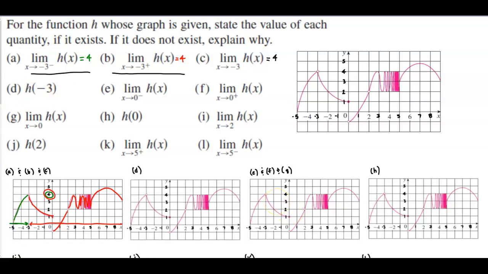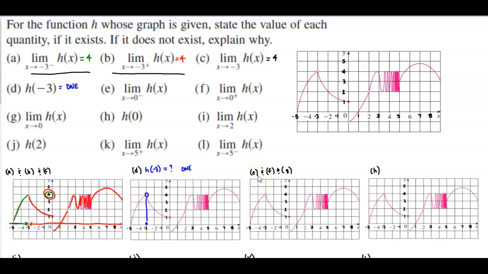Okay, next we want to find part D, which is h of -3. So h of -3, what is the output? Well, here is -3, and we can see that it has an open circle, which means it's undefined. So therefore, since it's undefined, this does not exist.